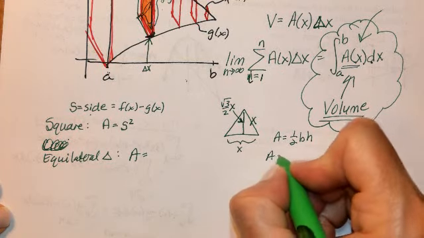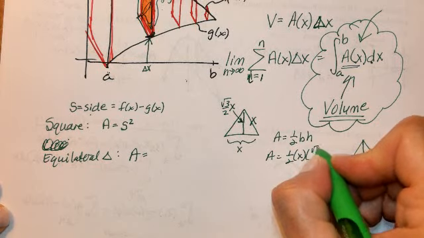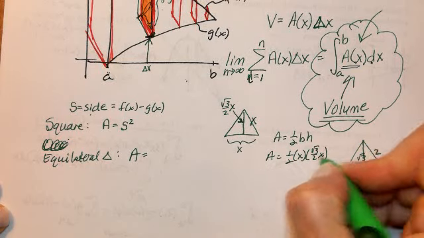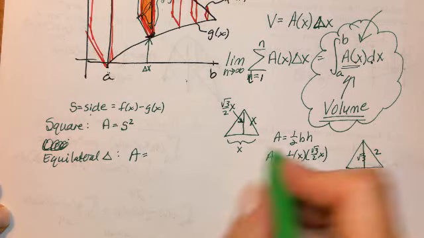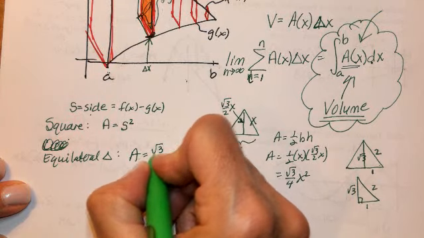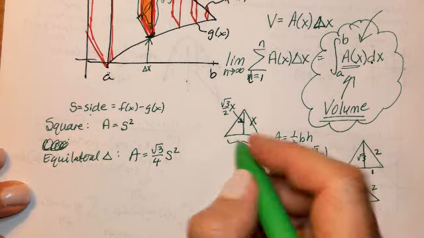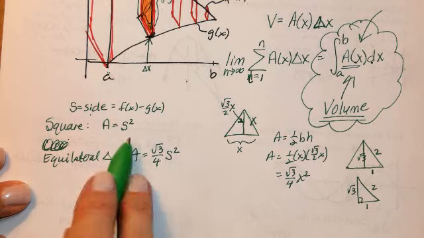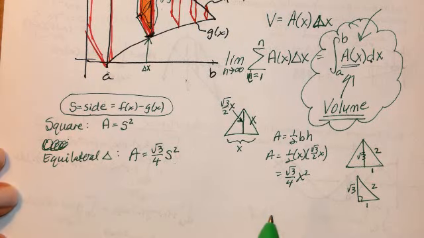So the area would be 1/2 the base times the height. So it would be square root of 3 over 4 x squared. So the area of an equilateral triangle in terms of its side is square root of 3 over 4 side squared. I'm going to put all these in terms of side because that's going to be easy for us to find. Okay?